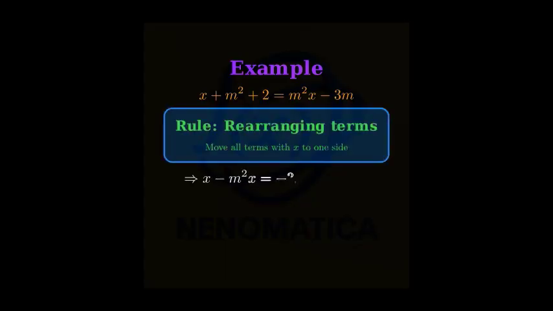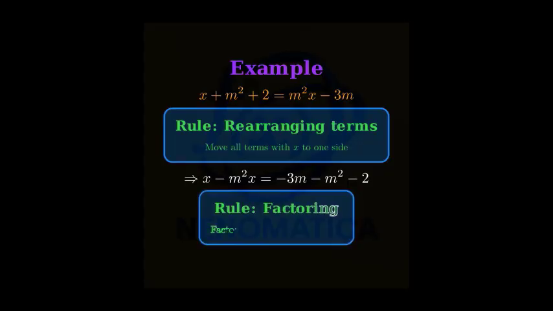We'll move all terms with x to the left side, and all other terms to the right side. So we subtract m squared x from both sides, and also subtract m squared and 2 from both sides. This gives us x minus m squared x equals negative 3m minus m squared minus 2. For our second step, we'll rearrange this equation to standard form. We can factor out x from the left side of the equation. So this gives us x times the quantity 1 minus m squared equals negative 3m minus m squared minus 2.